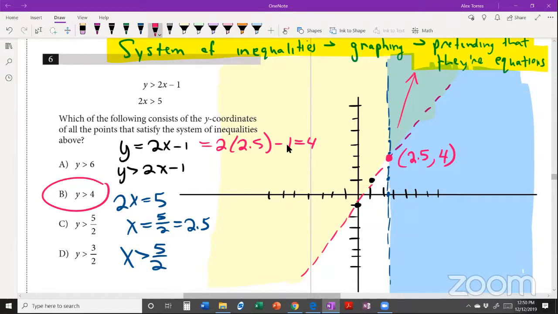Now, by the way, 4 is not included in the solution set because these were dashed lines. So dashed lines mean that if you're right on the line, you're not in the solution. You have to be just a tiny little bit off of the line to be in the solution, which is why it's y is greater than 4 and not y is greater than or equal to 4. So that's number 6.